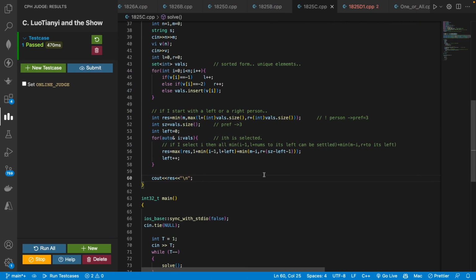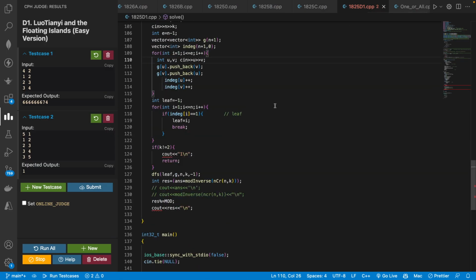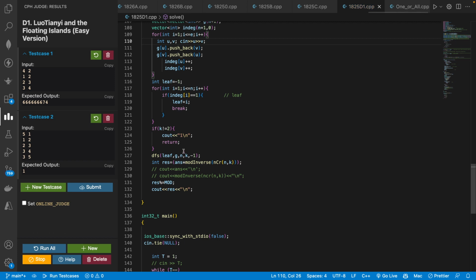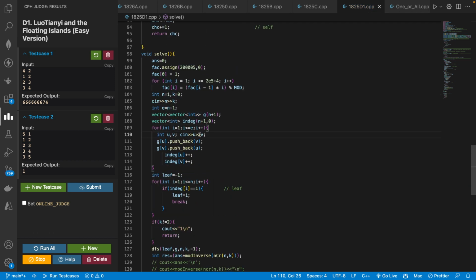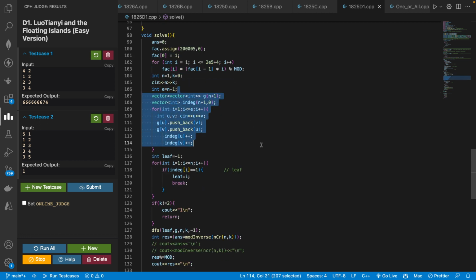So if I jump to the code, okay, it's cool now. So firstly, I've actually made factorials and stuff because I was doing it in a different fashion. It's not required. You can just do n into n minus 1 by 2 for calculating the bad permutations. But anyway, firstly, we'll take the graph inputs.